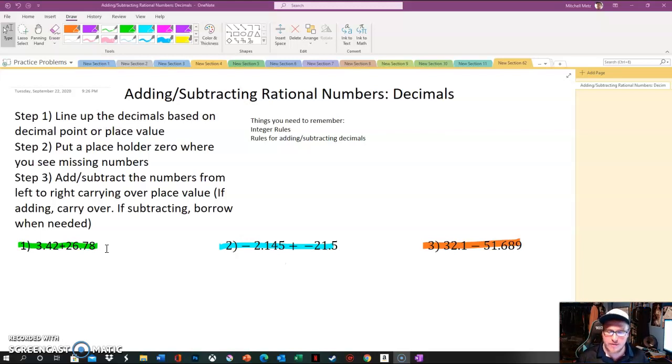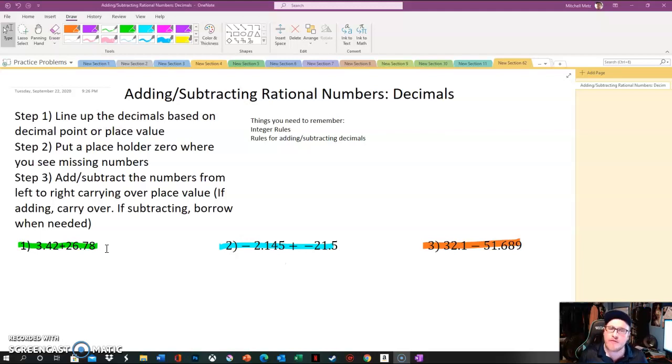In this tutorial I'm going to be showing you how to add and subtract rational numbers, and we're specifically going to be focusing on decimals. When we're doing decimals, you just have to follow a certain procedure to be able to add them. When you're doing the ones that have integer signs on them, you're going to have to be very careful and manage your signs, knowing the rules of adding and subtracting decimals. So use the signs to tell you if you're adding them together or if they're subtracting.